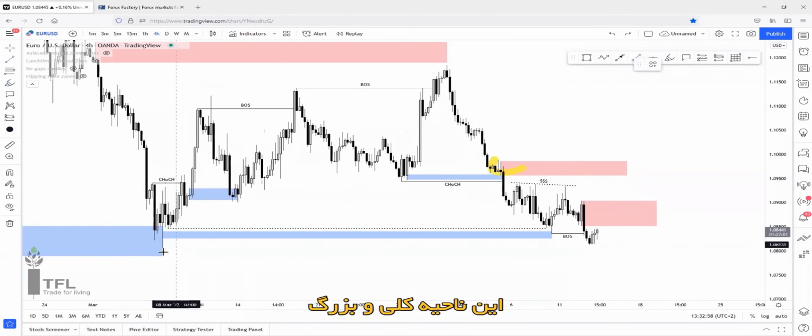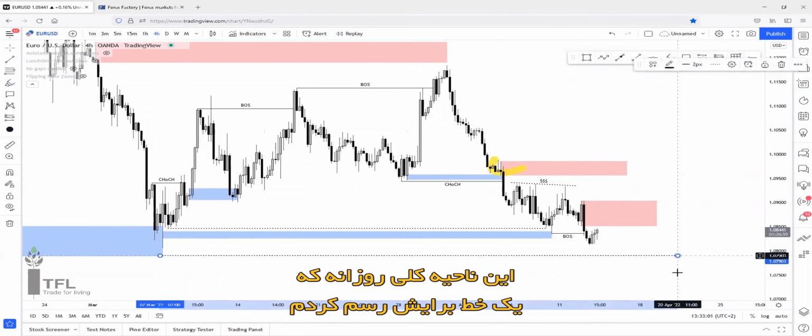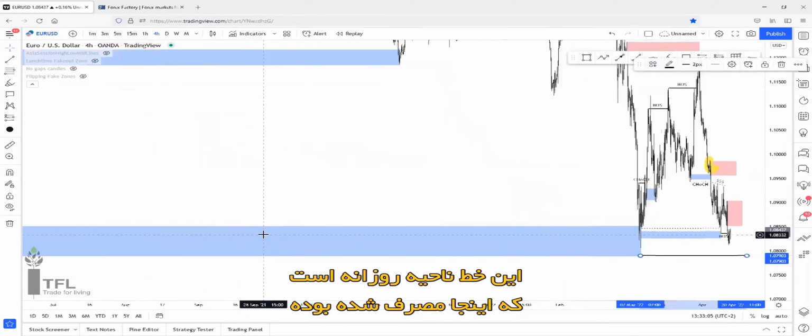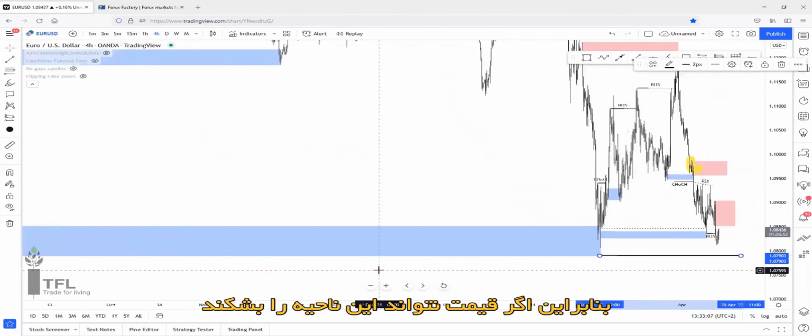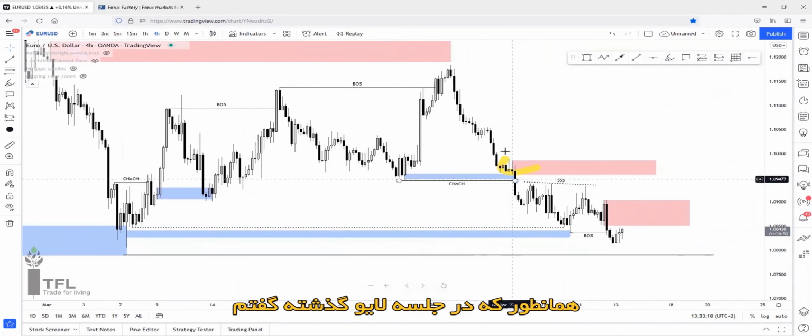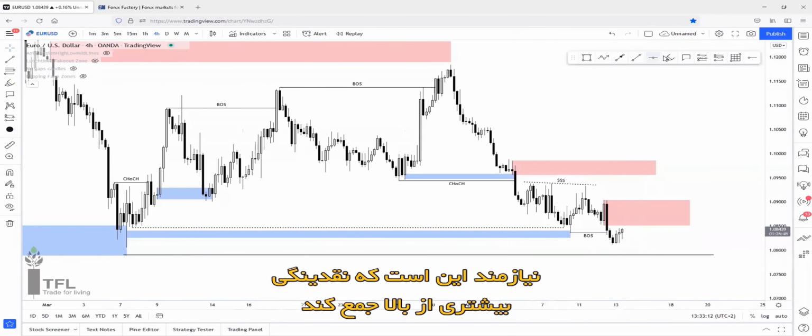this overall daily zone that I just drew a line for, this is the line for the overall daily zone that has been mitigated right here. So if price can break below this zone, as I said in the previous live session, it will have to collect more liquidity from the upside, right?